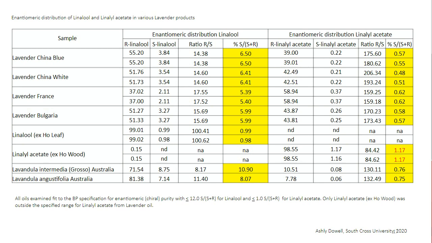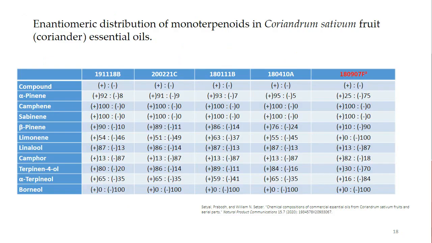Here is another example of coriander from various authentic sources with an unknown commercial lot, 180907EF. If you compare here, what do you see? Alpha-pinene 92, 91, 93, 95, 25. It is way lower D-alpha-pinene than the authentic source. Likewise, camphene is the same, sabinene is also the same.